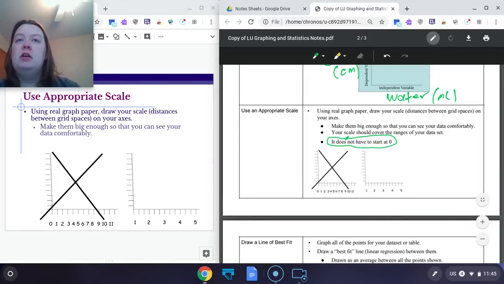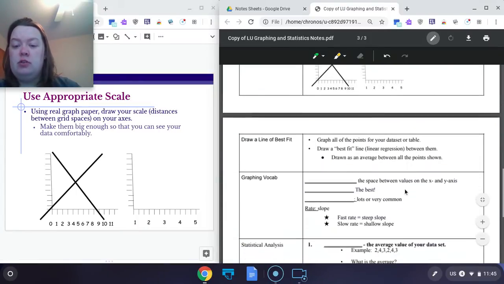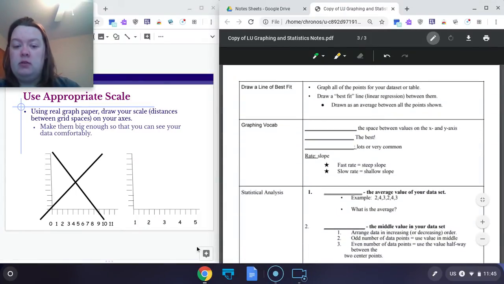So if I have numbers that I'm graphing from 0 to 4, let's say, I don't want my numbers to go all the way up to 100. I want to keep it in the range of the data that I'm graphing. So you want to be sure that you set up an appropriate scale.